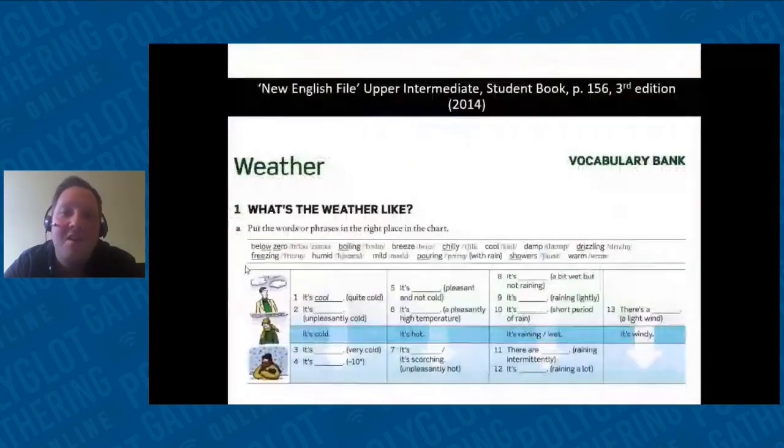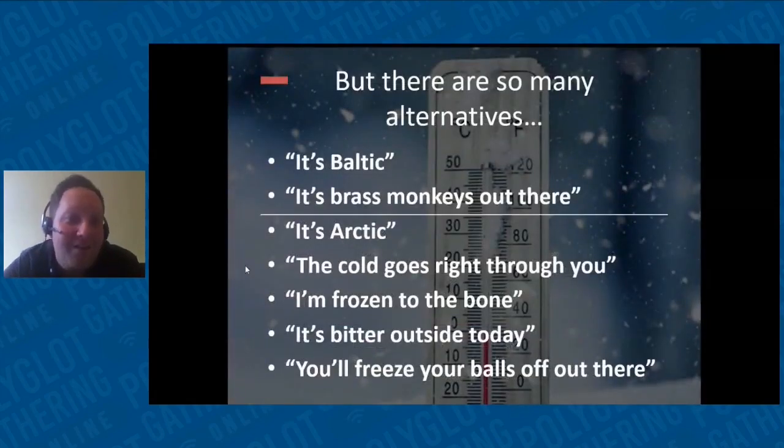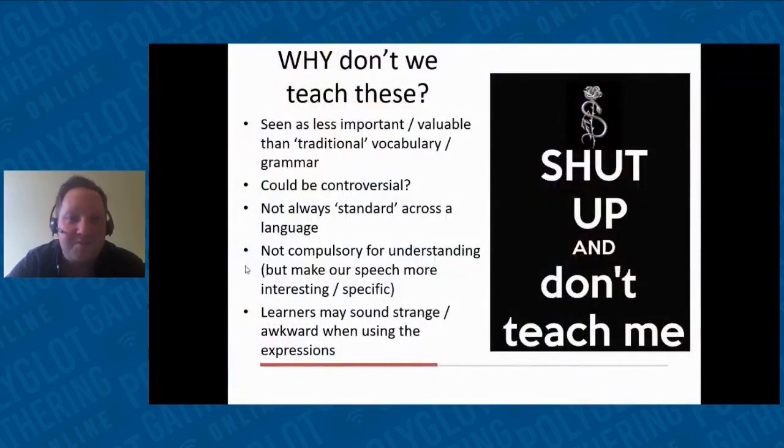So all of these were expressions that I would expect to hear. It wouldn't be a surprise to me if somebody came inside from being out in the cold and said these, but there was no space in the course book for the students to learn these expressions. And I think there are reasons for that, but I think they're not good enough reasons to not teach or learn these kind of expressions.